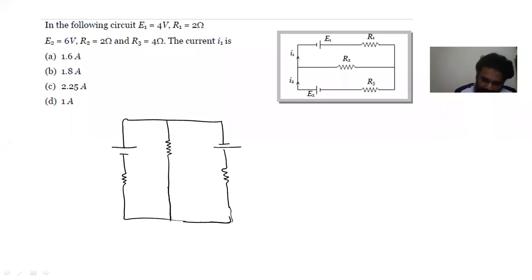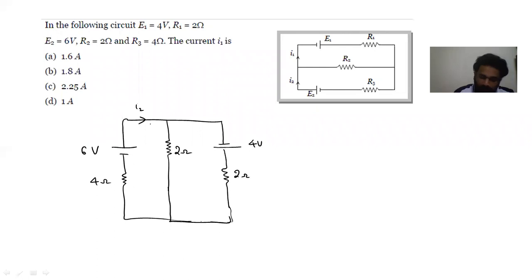I drew it like this. Now they have given E2, which is equal to 6 volt. R3 is 4 ohm. R2 is 2 ohm. E1 is 4 volt and R1 is 2 ohm. Everything is ready.